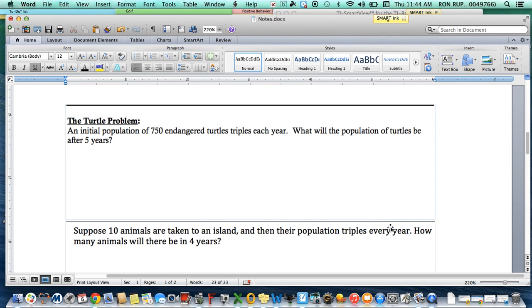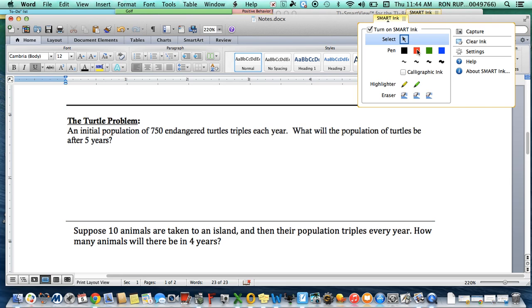But we've got this problem here. It says the turtle problem. An initial population of 750 endangered turtles triples each year. What will the population of turtles be after 5 years? So this is kind of like the word problems we did earlier, only this time you're not given the function. You've got to make it.